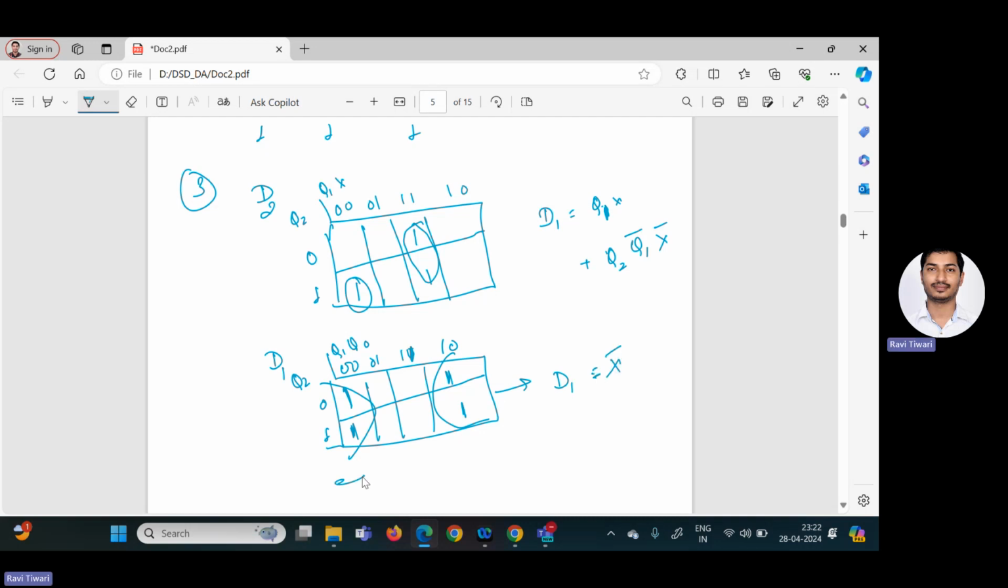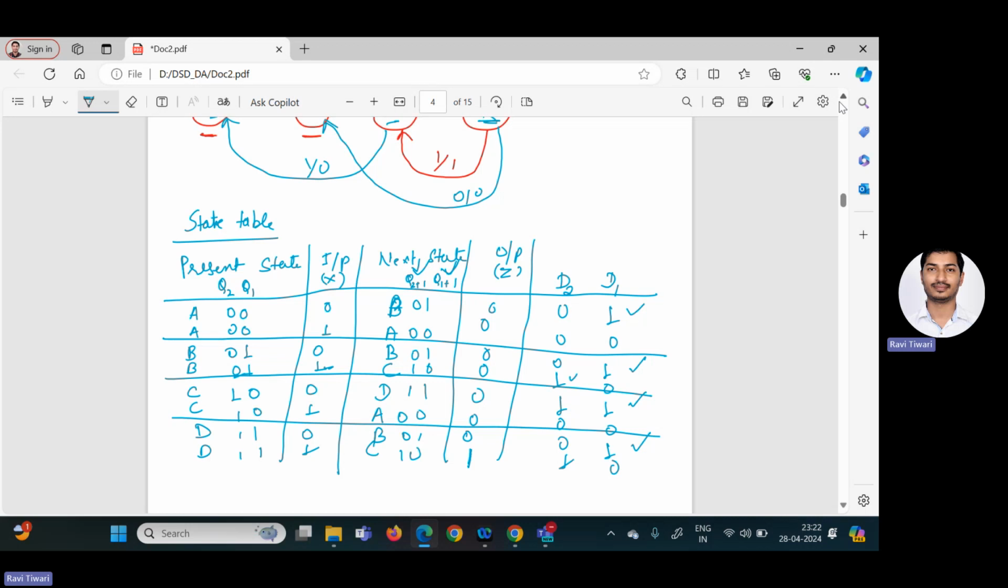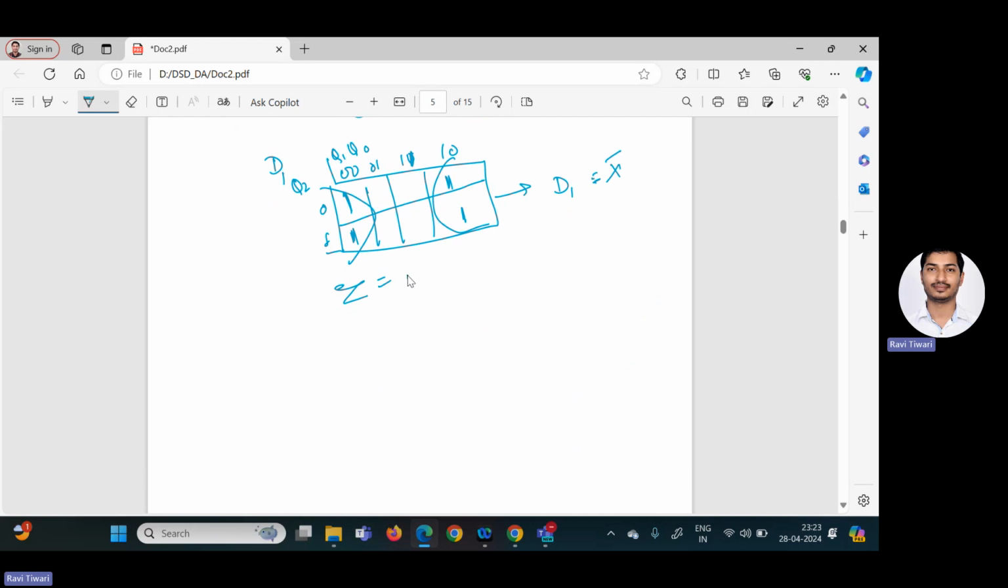Similarly, we can find out the expression of Z. Z is 1 only one time, whenever Q2 is 1, Q1 is 1, and X is 1. That means Z equals Q2, Q1, and X. Now we have all the expressions.